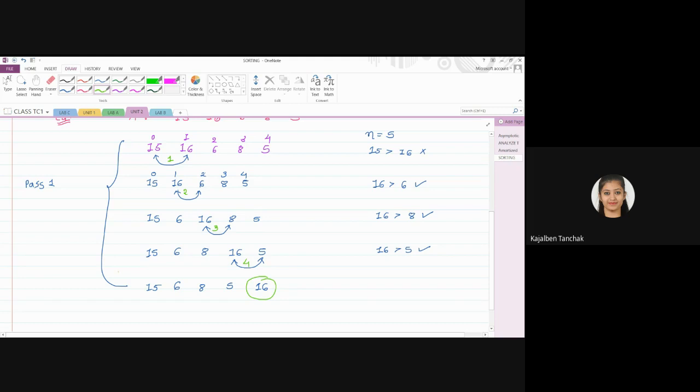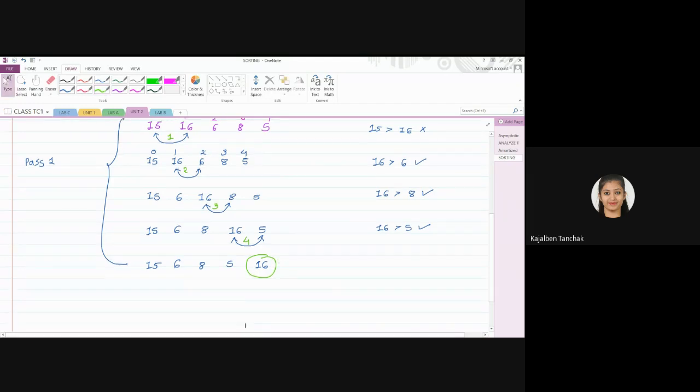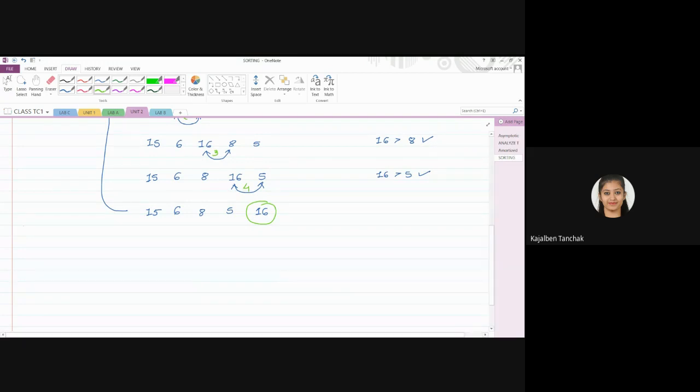जब भी एक पास खत्म होता है तब क्या होता है, जो भी लार्जेस्ट एलिमेंट फ्रॉम द एरे है वो क्या होता है, बबल अप होता है लास्ट पोजीशन पे, एरे की लास्ट पोजीशन पे वो अपना प्लेस है वो सिक्योर कर लेता है, राइट? सो नाउ दिस प्लेस ऑफ द 16 इज फिक्स्ड, इट इज नॉट गोइंग टू चेंज, राइट? नाउ दिस एरे इज नॉट सॉर्टेड, सो व्हाट यू हैव टू डू, you have to take the pass number 2.